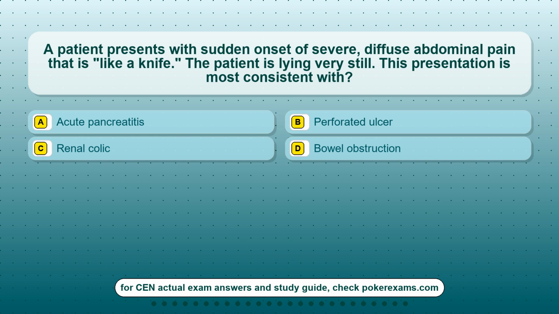Question 21. A patient presents with sudden onset of severe, diffuse abdominal pain that is like a knife. The patient is lying very still. This presentation is most consistent with? Option A, acute pancreatitis. Option B, perforated ulcer. Option C, renal colic. Option D, bowel obstruction.